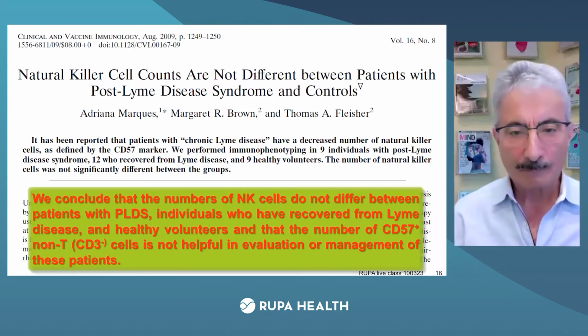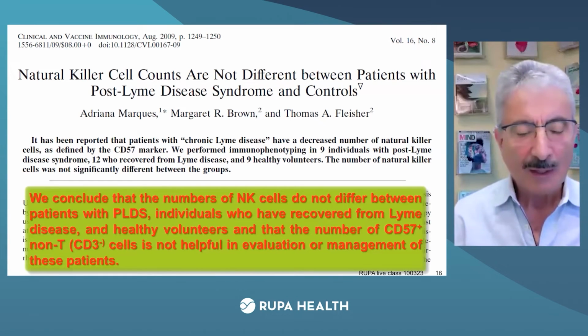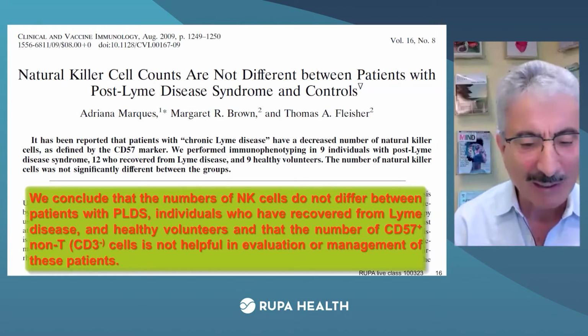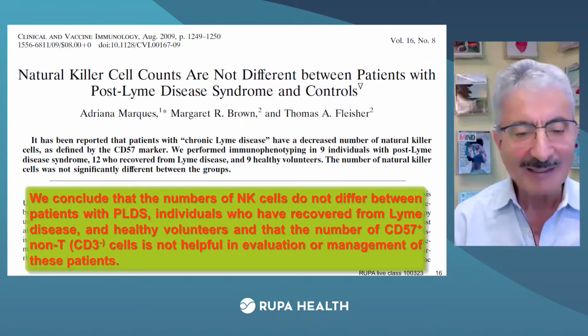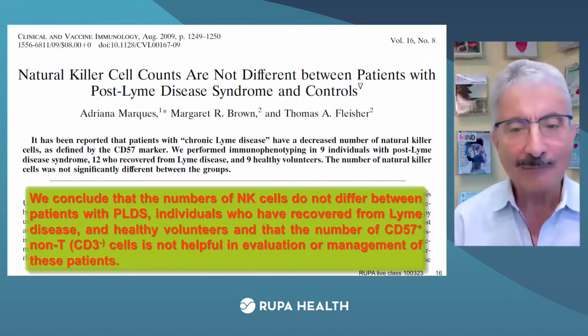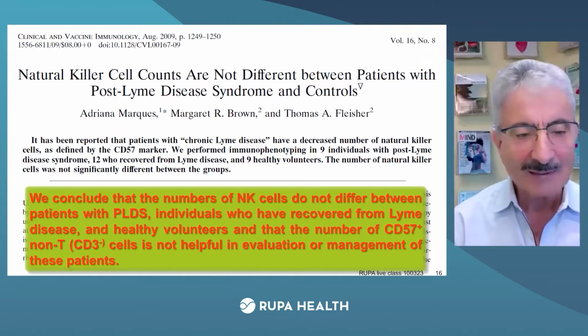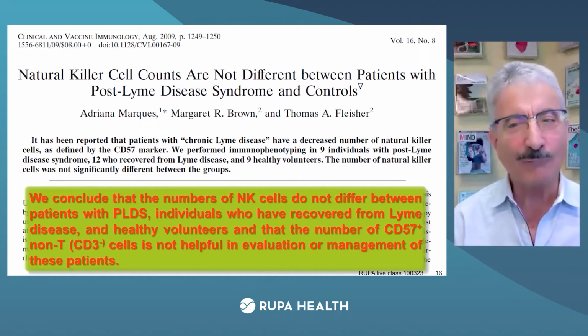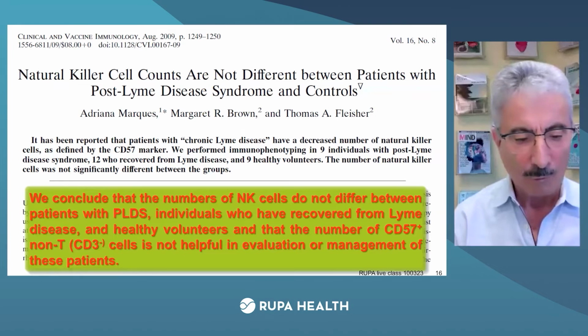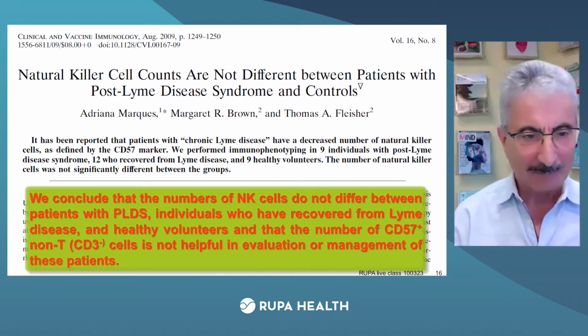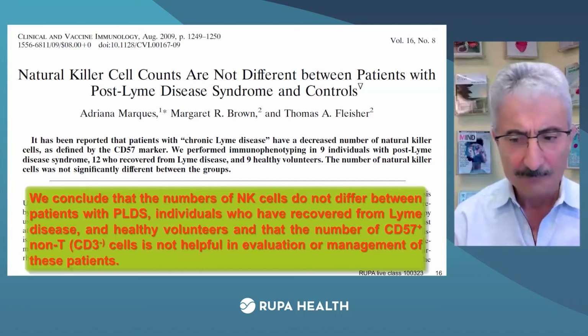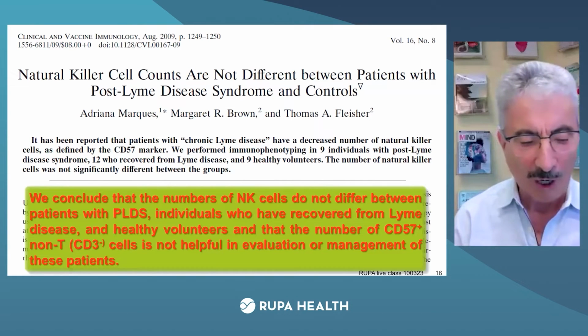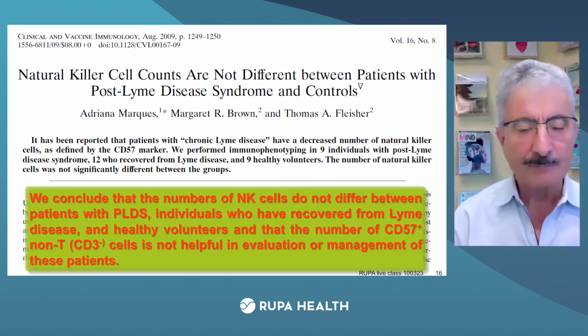So, as many practitioners are familiar with CD57 in relation to detecting so-called chronic Lyme disease by having low CD57. This claim was based on one article published in 2000, I believe, 1 or 2002, who found low CD57 in patients with chronic Lyme disease.